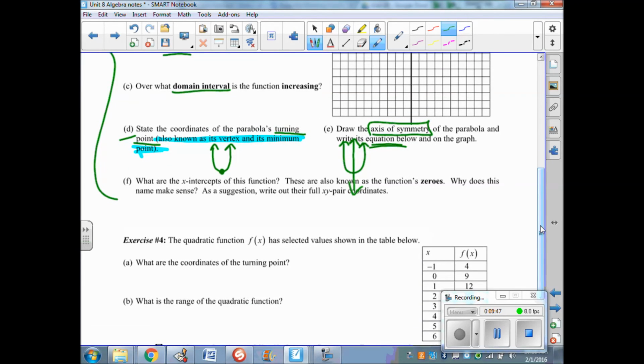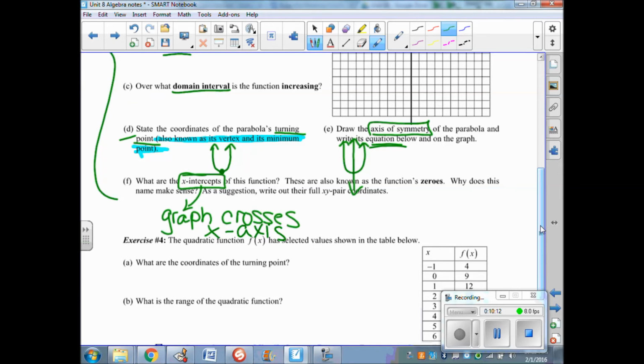Then some hints on F. They're asking for the x-intercepts. The x-intercepts are where the graph crosses the x-axis. Okay? Just like you were so familiar with the y-intercept. The y-intercept is where the graph crosses the y-axis. So the x-intercepts are where the graph crosses the x-axis. Okay, so you're going to be able to see that.